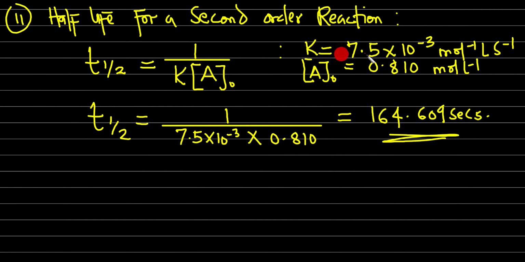Our k is the rate constant, which was given to us to be 7.5 times 10 raised to the power minus 3 per mole liters per second. Initial concentration, they gave us 0.810 mole per liter. So t half equals 1 over, anyway you see k, you put 7.5 times 10 to the power minus 3 times, anyway you see A naught, you put 0.810. So the answer becomes 164.609 seconds.